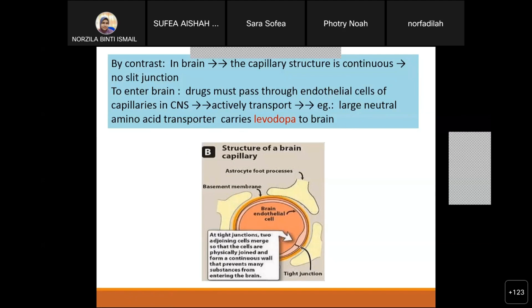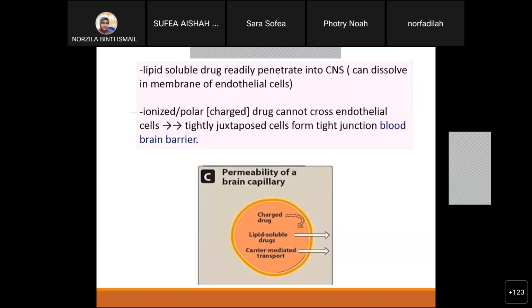I think this one is actually simple. Lipid soluble drugs readily penetrate into the CNS because they can dissolve in the membrane of the endothelial cells of the brain blood vessels. Ionized or polar drugs cannot cross the endothelial cells because of the tightly juxtaposed cells that form the tight junction of the blood-brain barrier. The tightly juxtaposed cells are what is called the blood-brain barrier.